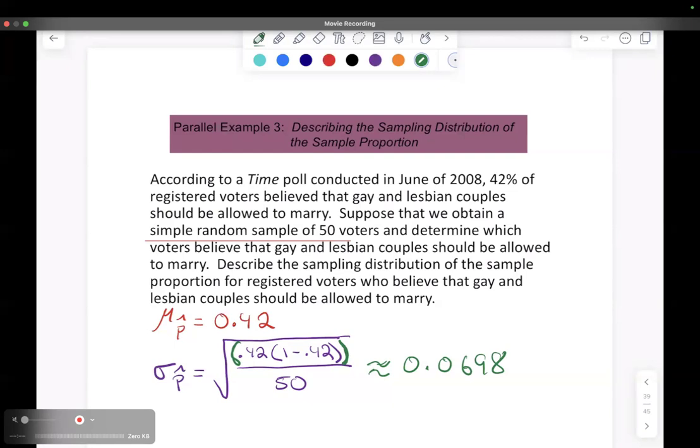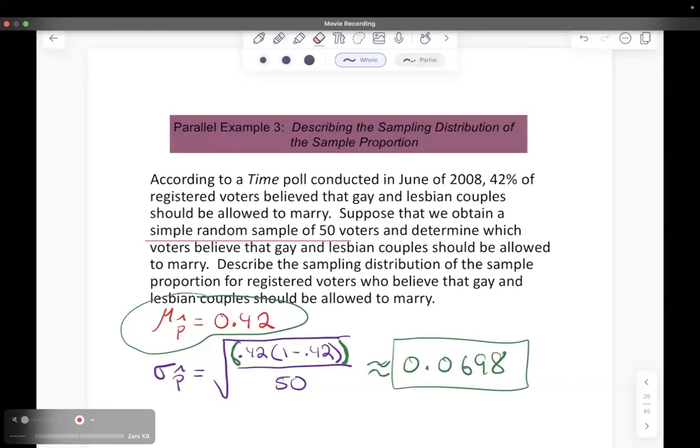So now, instead of using binomial CDF or PDF, I can use normal CDF, because now I have a mean that I can use, and I have a standard deviation, which we normally don't have when we're using proportions. Questions before we move on to probability stuff?